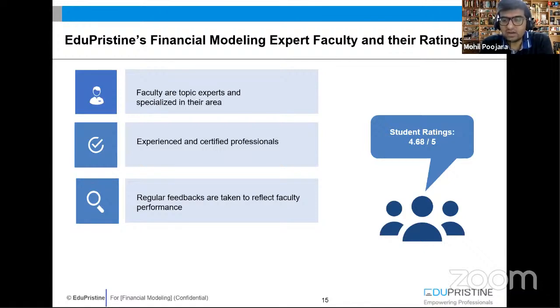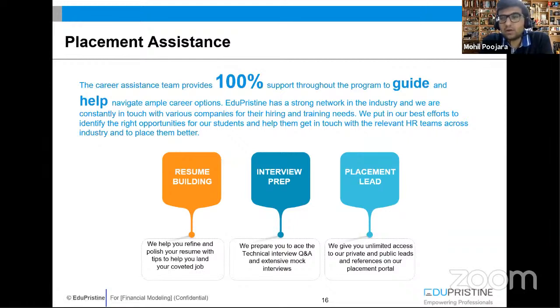So most of the faculties that EduPristine has for financial modeling are really experts in their area and are only people that students accept and give high ratings for. The moment your rating for a particular faculty drops, that faculty will no longer teach you from the next session and you'll get another faculty. So that's another USP. I think most people are also interested in understanding what the placement assistance is like.